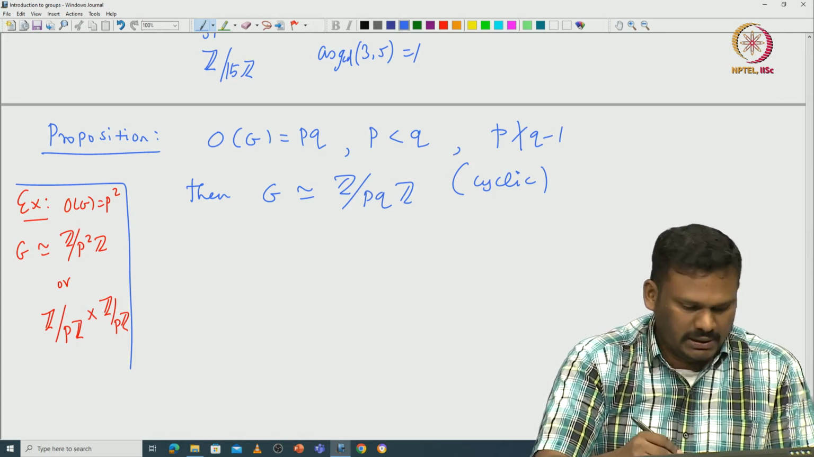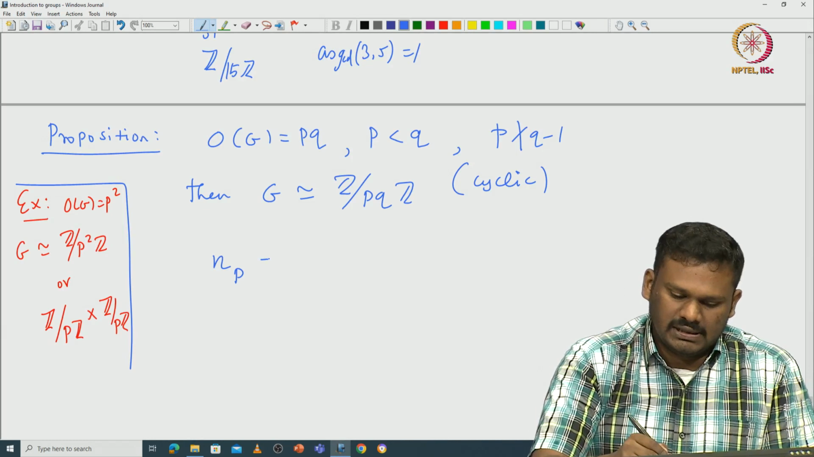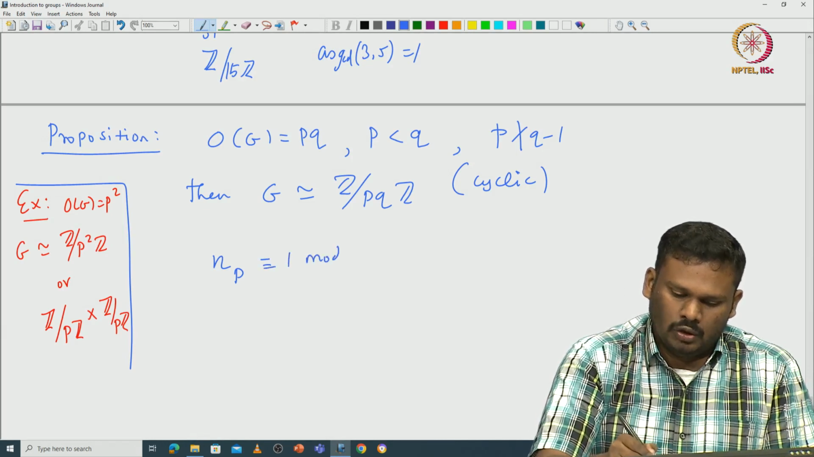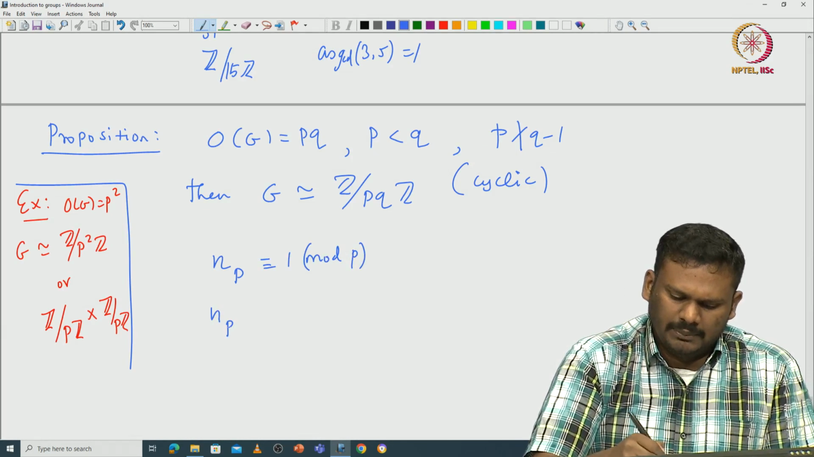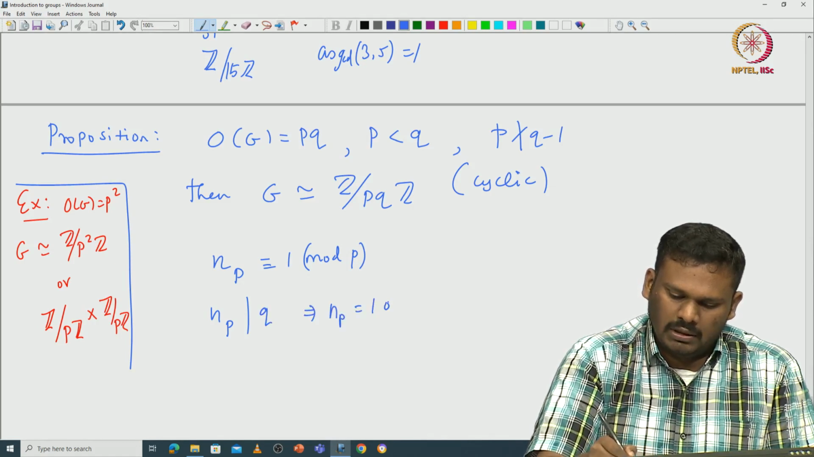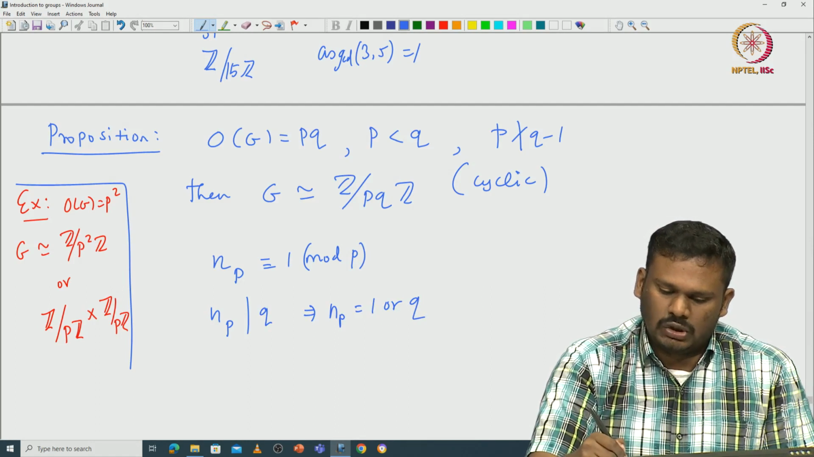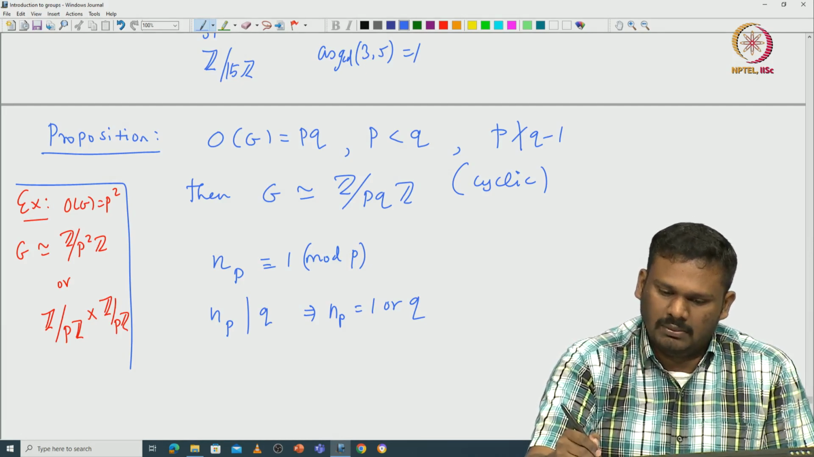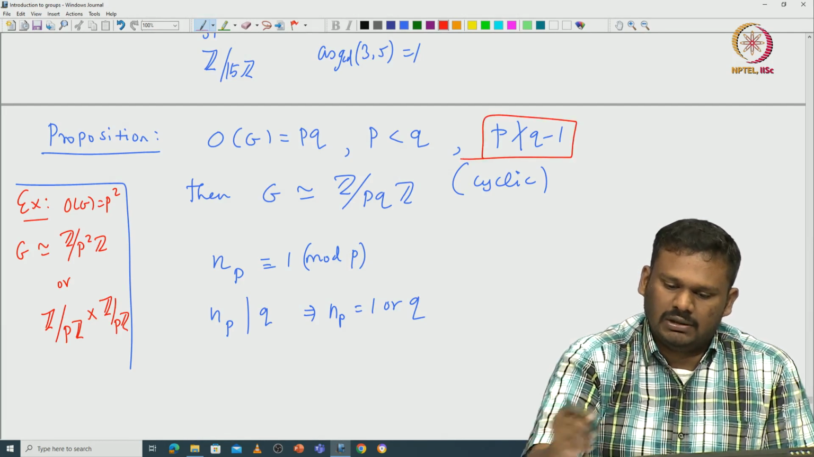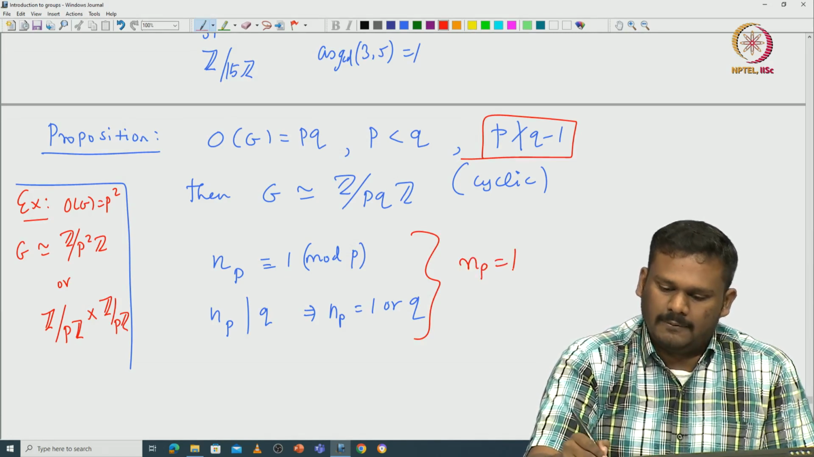So let us look at NP, which is the number of Sylow P subgroups. Then this must be congruent to 1 modulo P, and NP must divide that relatively prime number, which is Q. So this forces that NP is either 1 or Q. Now you see that NP cannot be Q, because if NP is Q, then Q is congruent to 1 modulo P, but we have assumed that P does not divide Q minus 1. So this forces that NP must be 1.